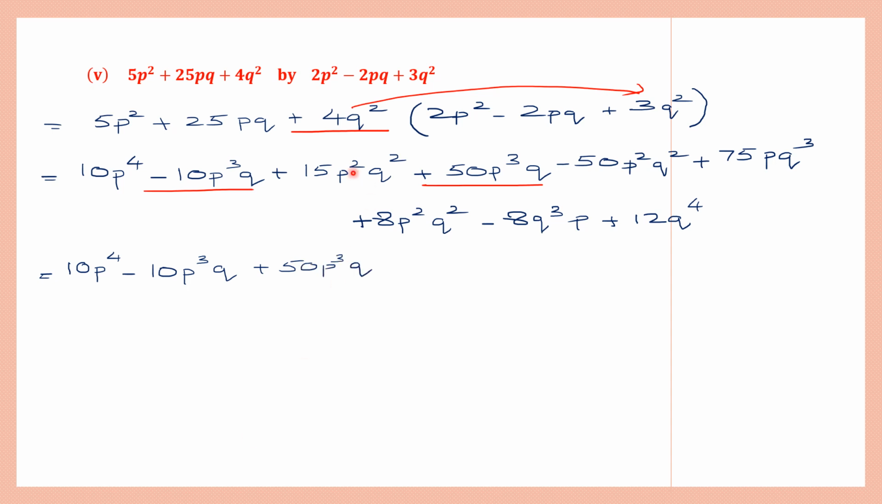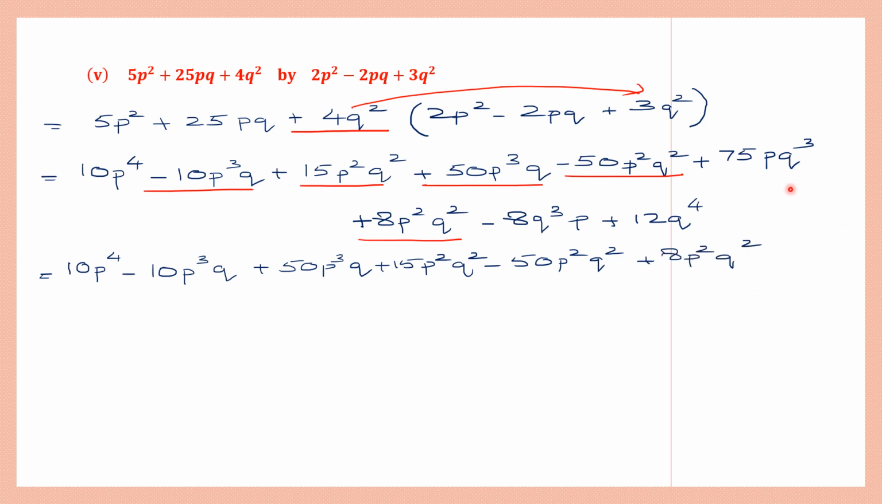Now the next one is p square q square. Do we have? Yes, here we have p square q square. Anywhere else? Here also we have p square q square. So let's first underline this one. Now again we have p square, here also p square q square. So let's write all three down. Plus 15 p square q square minus 50 p square q square plus 8 p square q square.